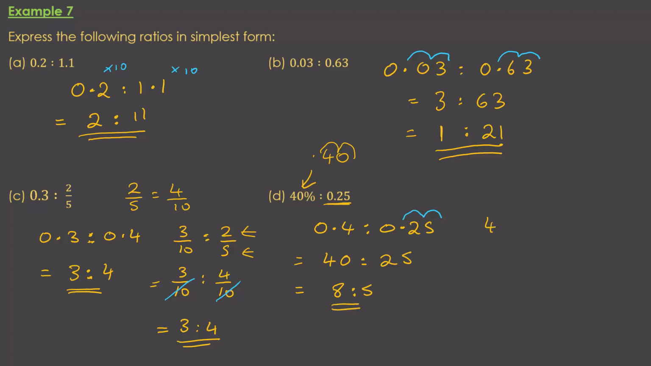We could have done that as 40% and 0.25 is 25%. So in this case, you multiply by 100 to make it into a percentage. Now they're both percentages, we can remove the percent, just as we can when we remove units that are the same. And then both of these divide by 5 and we get the same answer of 8 to 5.